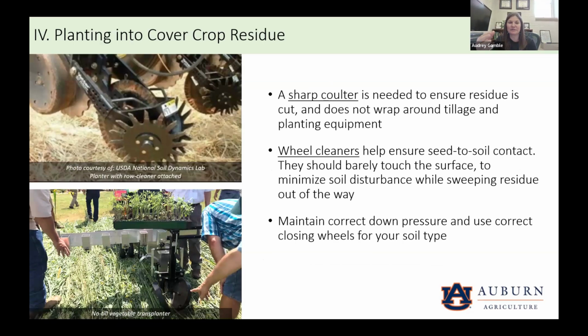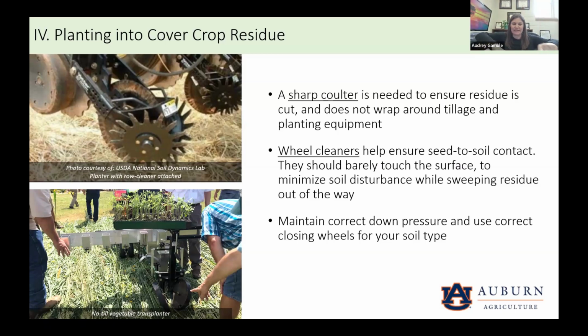And then lastly, I want to talk about planting into cover crop residue. So this is the bottom picture. This is a picture of a transplanter, vegetable transplanter that's just been modified to have a sharp coulter in order to plant through cover crop residue. And then it has wheel cleaners in order to kind of brush the residue. As those wheel cleaners are running across the ground, they brush the residue out of the way so that you can get good seed to soil or transplant to soil contact, but while still minimizing soil disturbance.